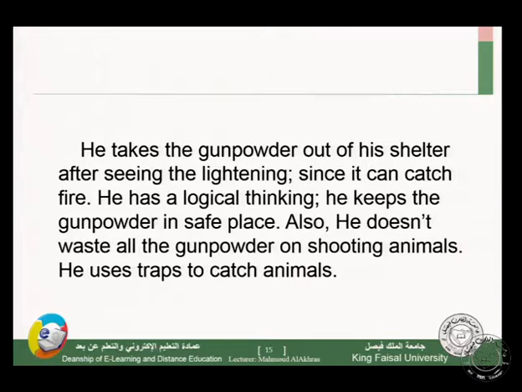Crusoe is logical in these situations. He doesn't spare all the gunpowder on shooting animals and hunting. Also, he keeps this dangerous material away from his tent in order not to catch fire. So we can sense he is logical and he is smart.